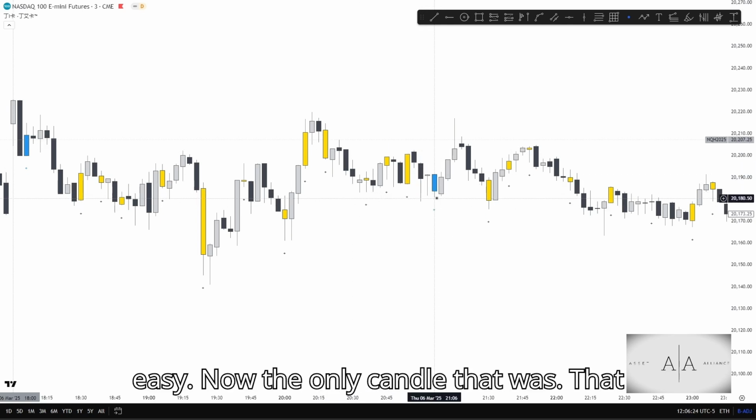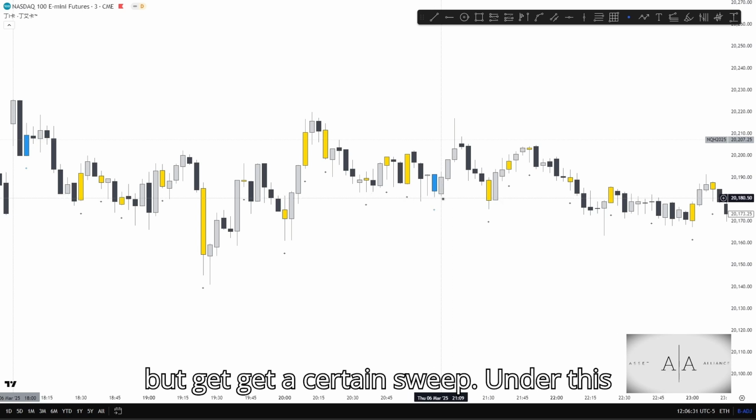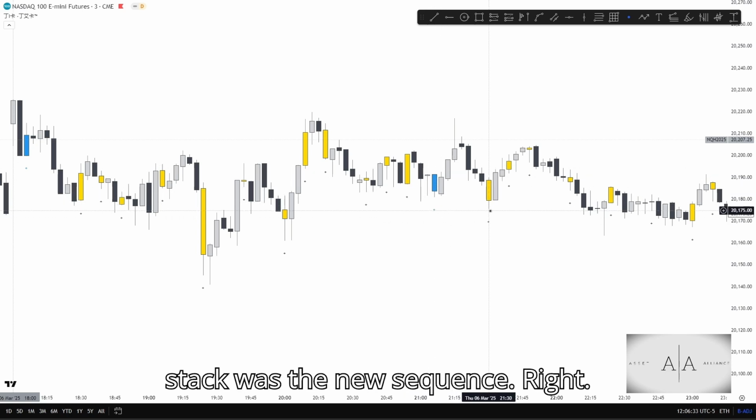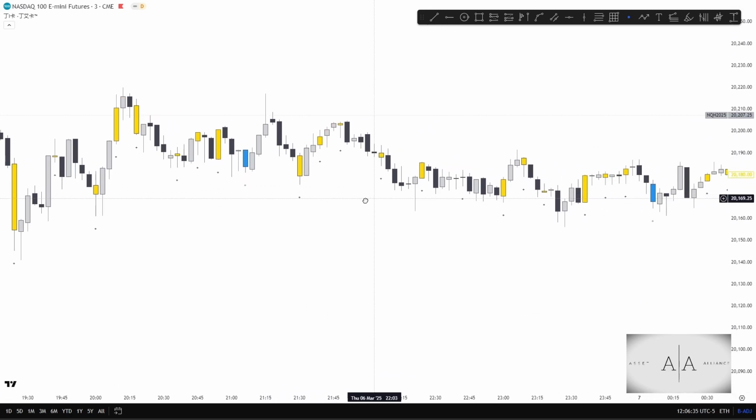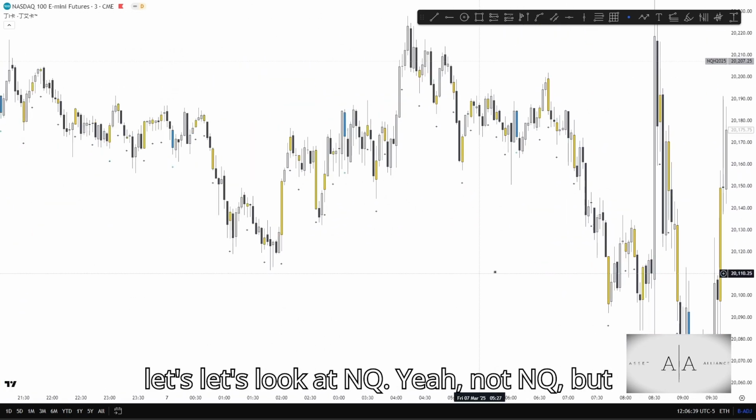Super easy. Now the only candle that managed to get a certain sweep under this stack was the new sequence, right? So it works like this, right? And then let's look at New York.